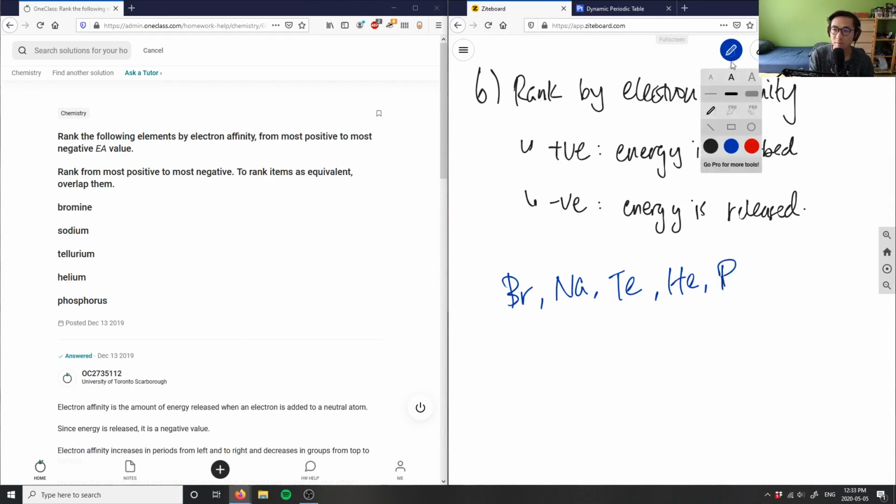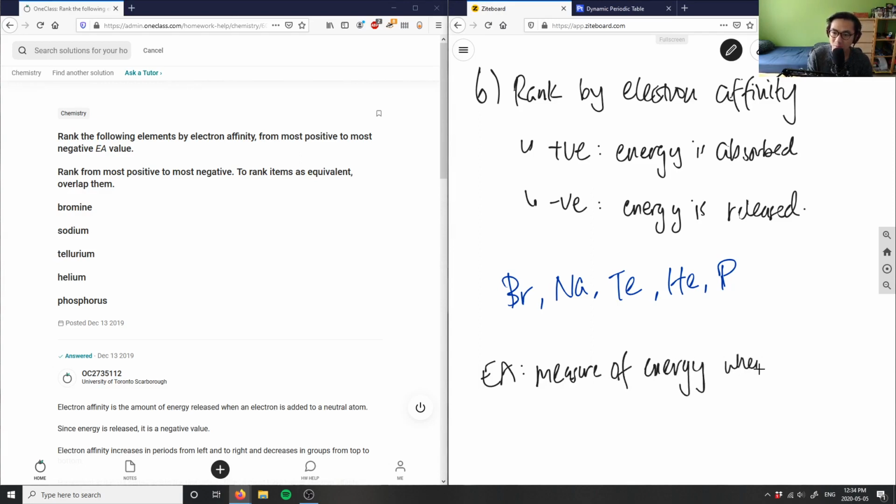So let's look at this topic of electron affinity first. What is electron affinity? What does EA stand for? Well, electron affinity, as the solution says, is the amount of energy released when an electron is added to a neutral atom, right? So I'm basically measuring the amount of energy when an electron is being added to the atom. So I can say: a measure of energy when an electron is added to an element.